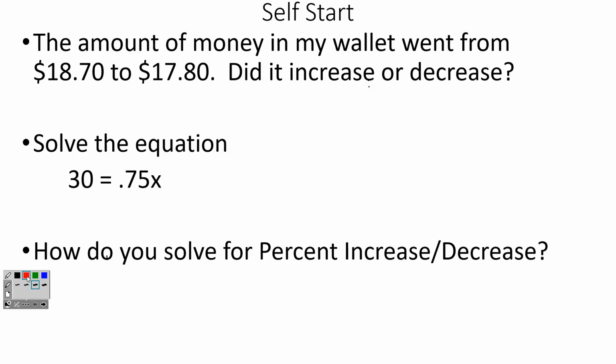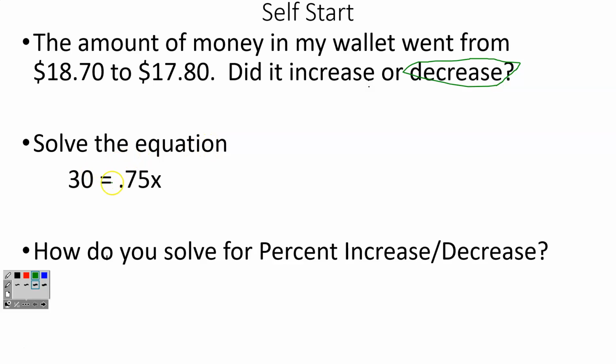Question number one says, the amount of money in my wallet went from $18.70 to $17.80. Did it increase or decrease? Well, hopefully by now you kind of know what money is, but I'm trying to relate decimals to money. So if I went from $18.70 to $17.80, I went down. So I decreased how much money was in my wallet.